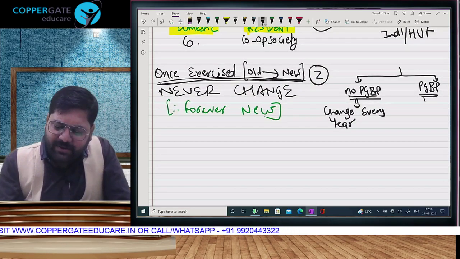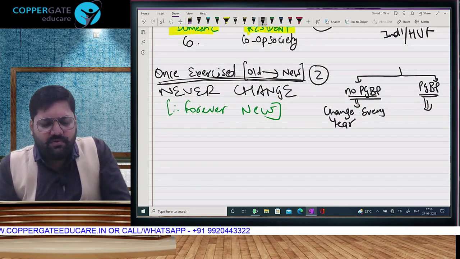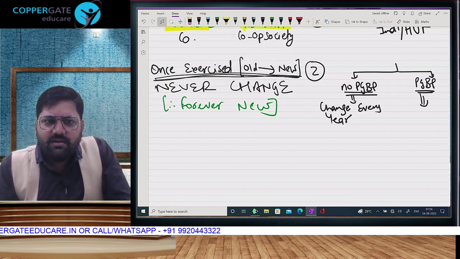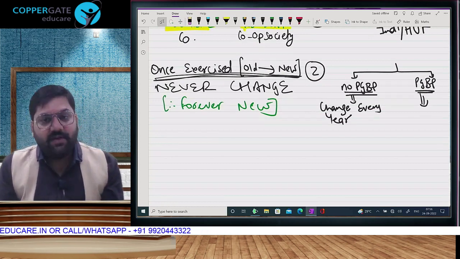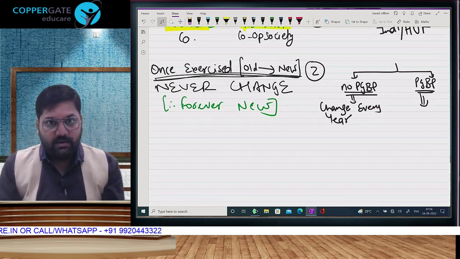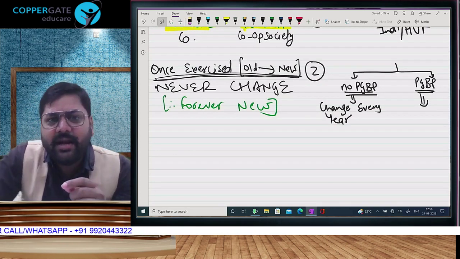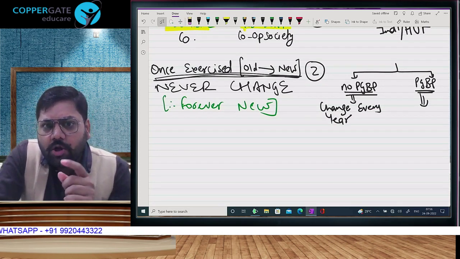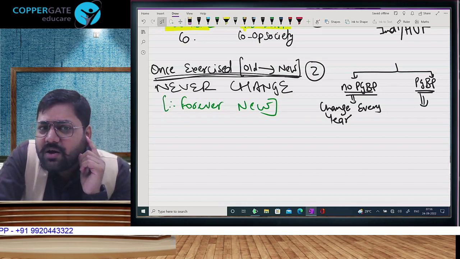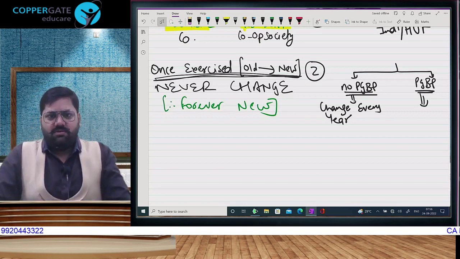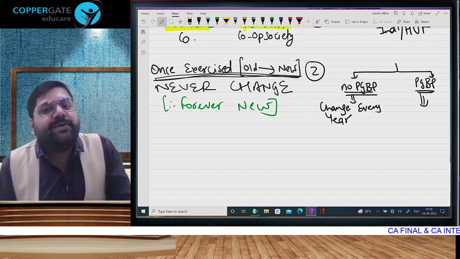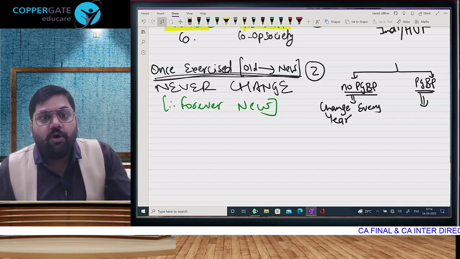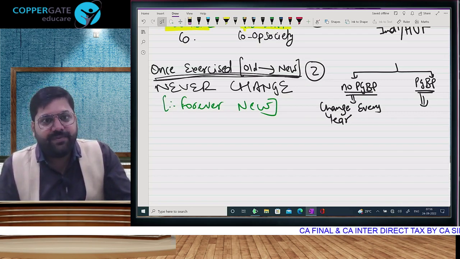This is a little complicated, but I will make it easy for you. You are with me? We now go to 115BAC, individual HUF, resident or non-resident? Both. If you have PGBP, what is the law? What is the law for you? What is the rule for you? If you have PGBP.